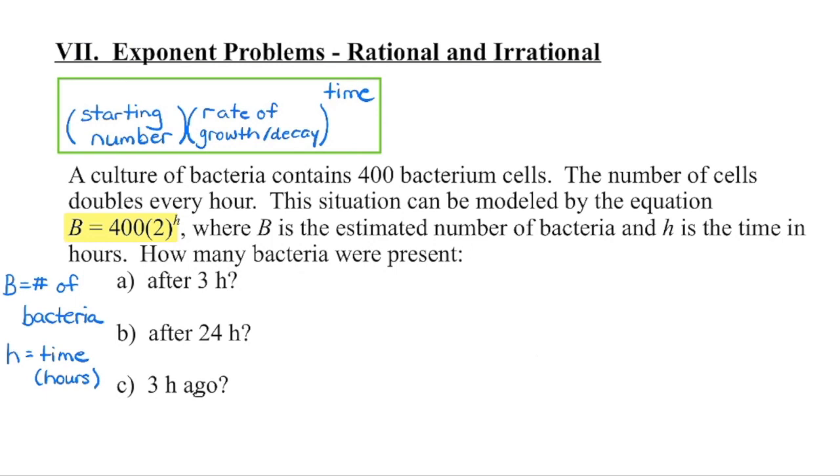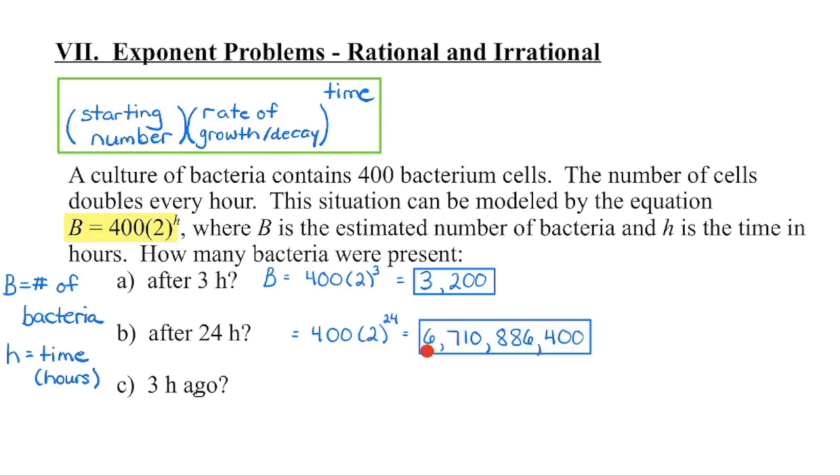In the first question, we want to know how many bacteria were present after 3 hours. Because we're dealing with time in hours, you have to watch your units. We can just substitute 3 in the place of H, and then we can enter this in our calculator if you want, but 2 to the power of 3 is 8. 8 times 400 is 3,200. So this is how many bacteria we could expect to be present. After 24 hours, you can substitute 24 in the place of that H, and this one you probably do want to put in your calculator, and we end up with 6,710,886,400 bacteria we would expect to be present.